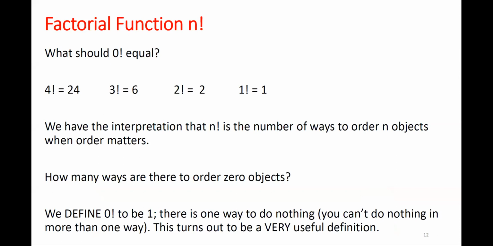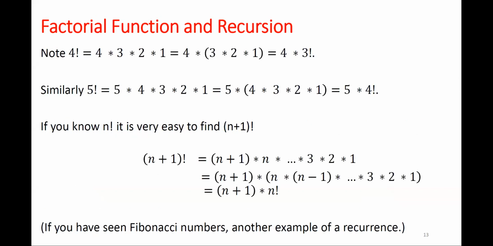It's similar to when we studied primes. We decided that 1 is not a prime. That was useful, and that meant that every integer could be written uniquely as a product of primes in increasing order. It's useful to define 0 factorial to be 1. It is a definition.